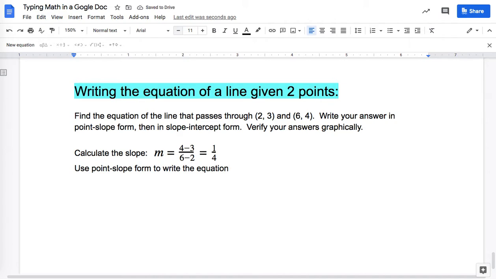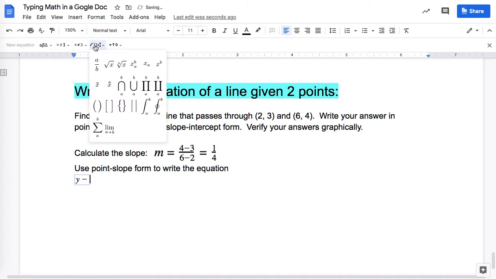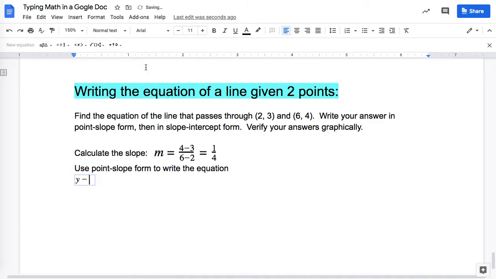Okay, now when you use point slope form, remember point slope form is y minus y sub 2. So I'm going to do y minus, and I'm going to grab my subscripts here. So this is going to give me my y sub 2 equals m parentheses x minus, and then again grab our little subscript guy here, x sub 1. Close my parentheses. That's my point slope form.